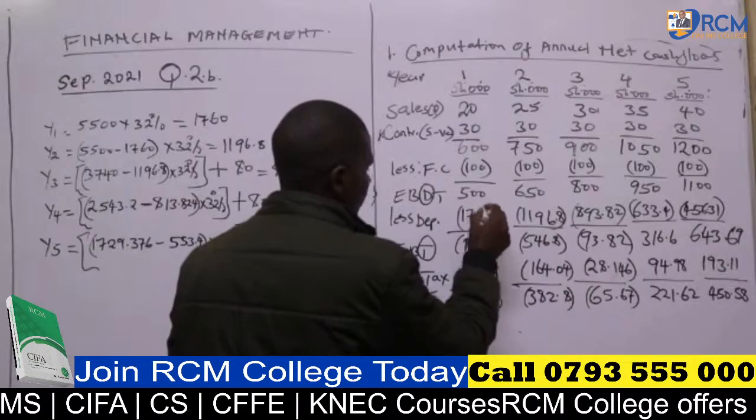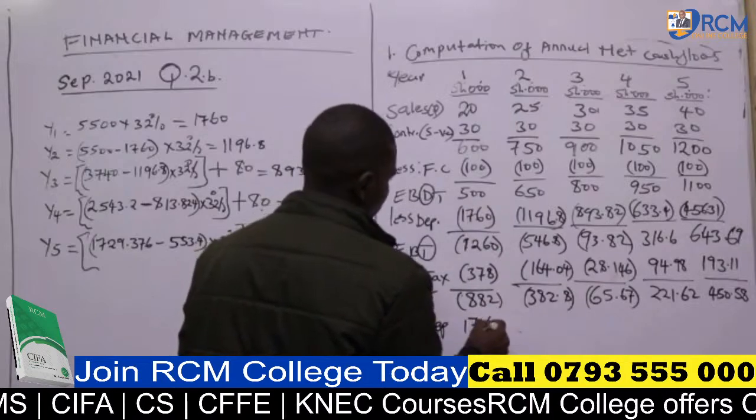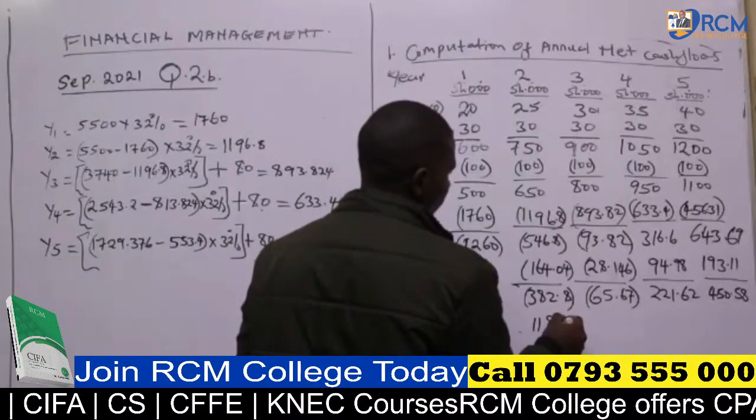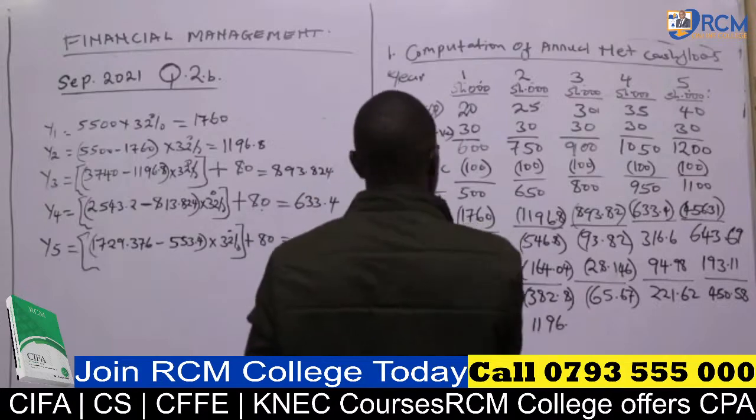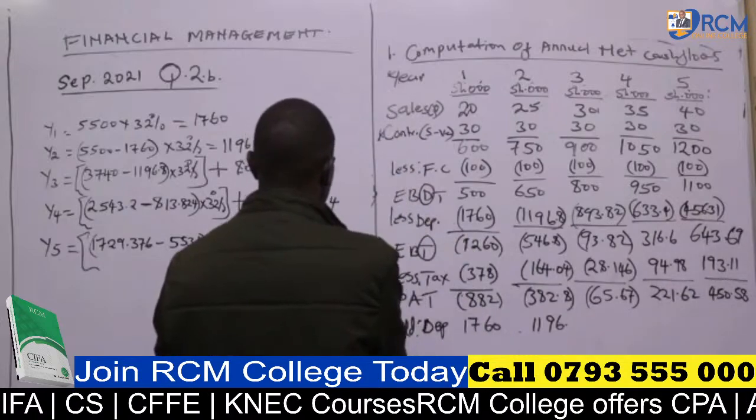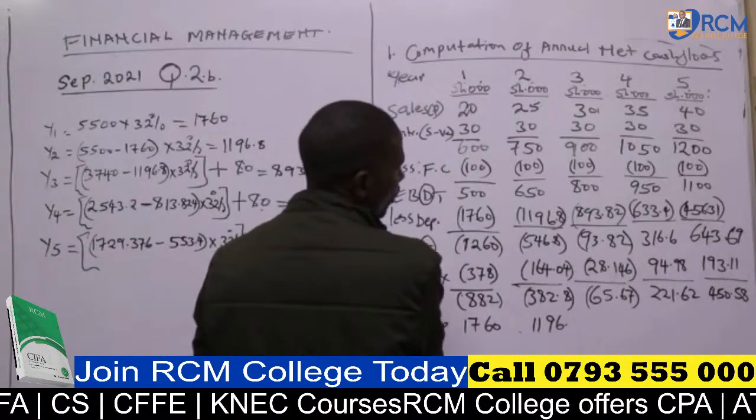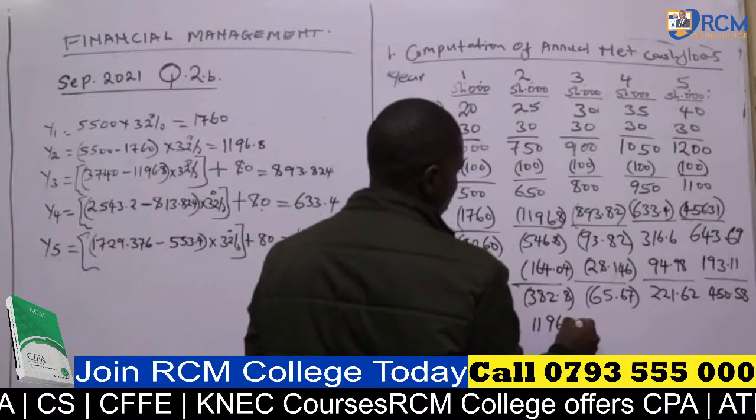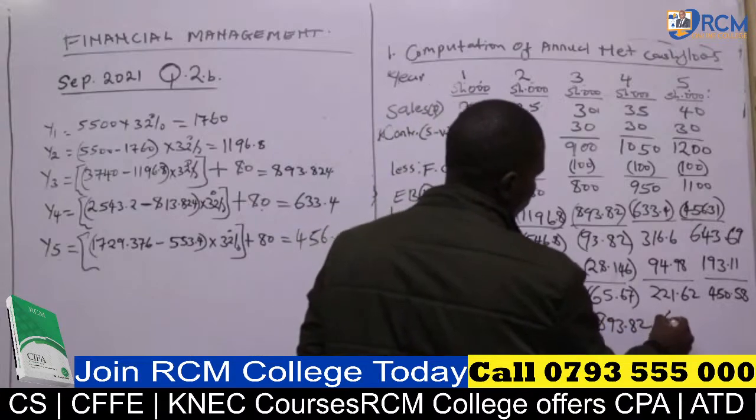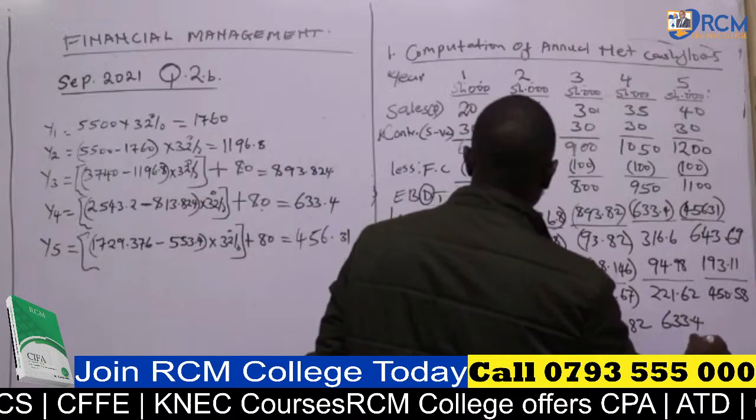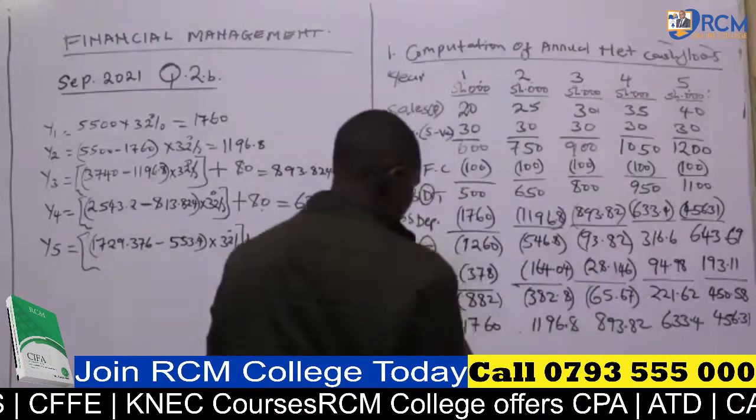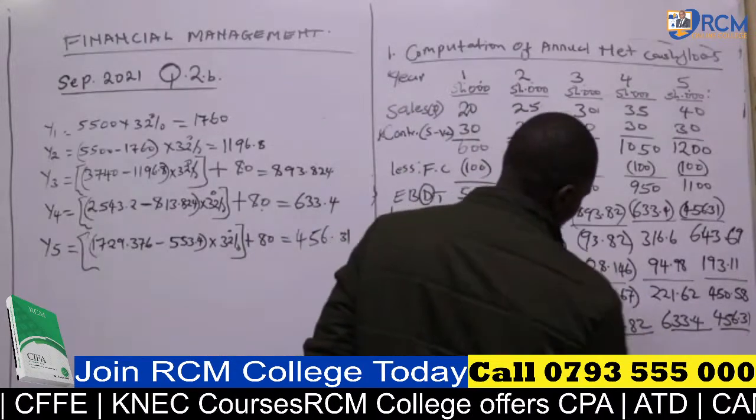Hii yenye tulipata 1760, na ukumbuka ilikuwa positive. So huiadi ikiwa negative, hapana. Hata hii ya mwisho ilikuwa ngapi? 456.31. Hizo ndizo unaongeza hapa, adding back 893.82, 633.4, then 456.31. You are adding back depreciation to get the cash flows.